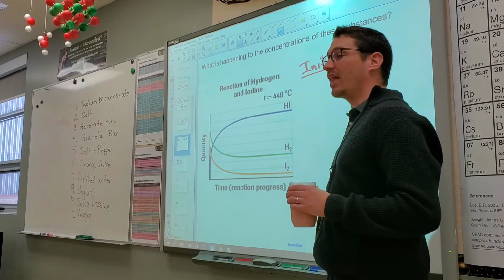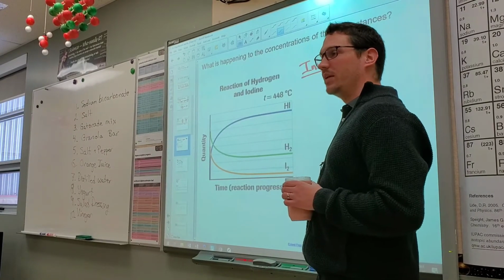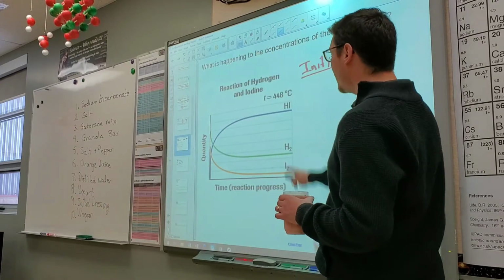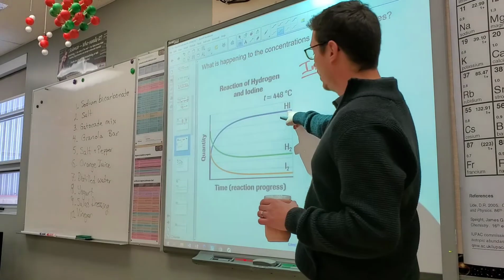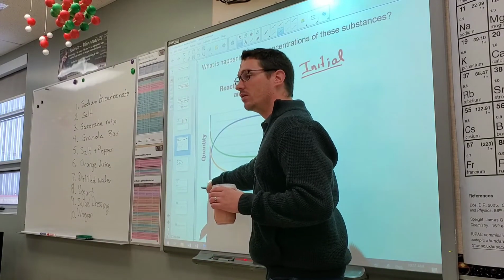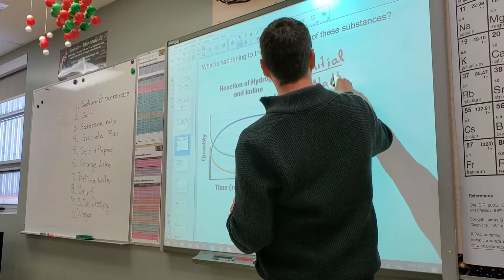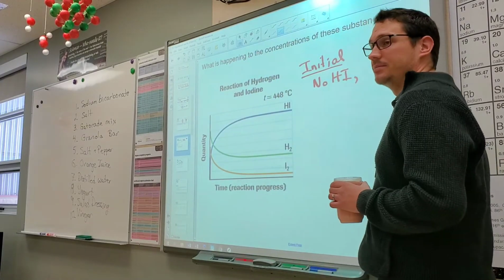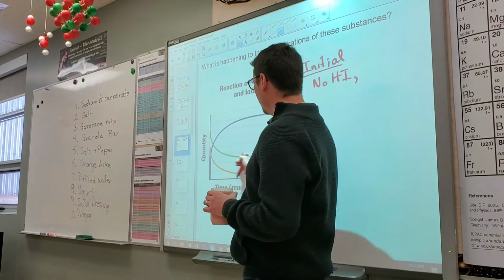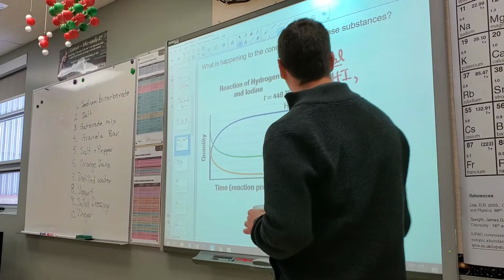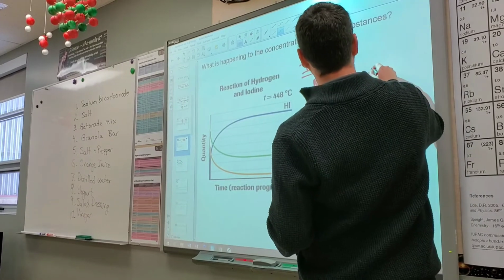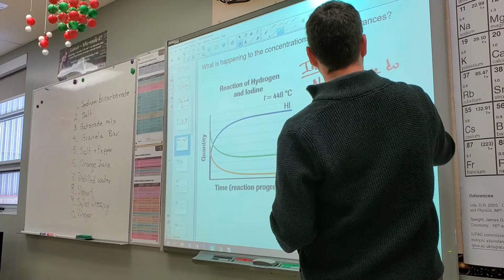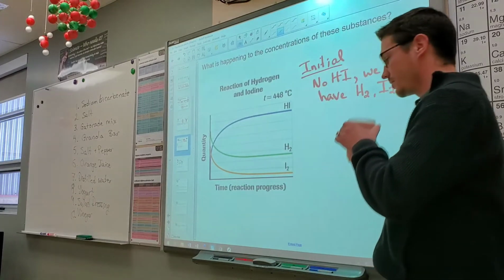Initially, what do we have in our flask? If you think about at the beginning of this reaction, what do we have in our flask? Do we have any HI in our flask? No, at the beginning we have 0, right? We have no HI at all. What do we have? We've got a little bit of hydrogen and a little bit of iodine gas. We do have H2 and I2 gas.